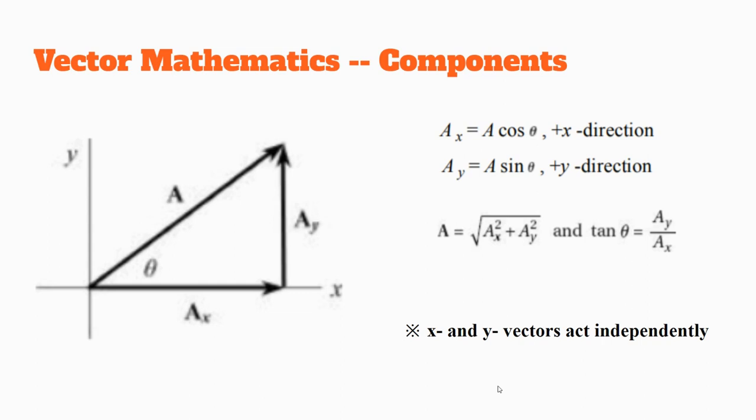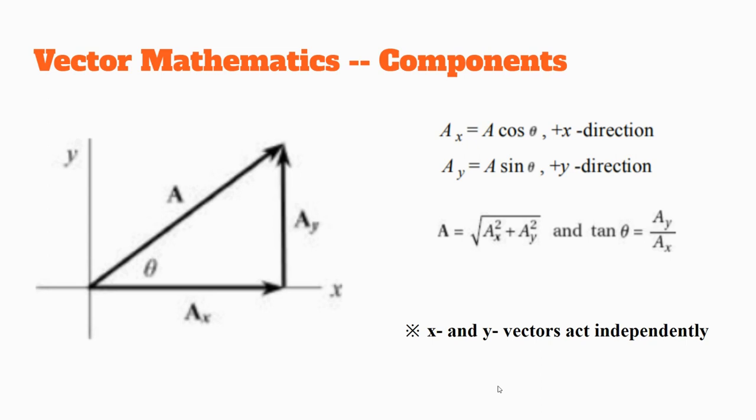There are two big methods to do vector mathematics. The first one is using components. So there is a vector A, and in the coordinate system there should be Ax and Ay. And we can find Ax as A cosine theta and Ay as A sine theta.